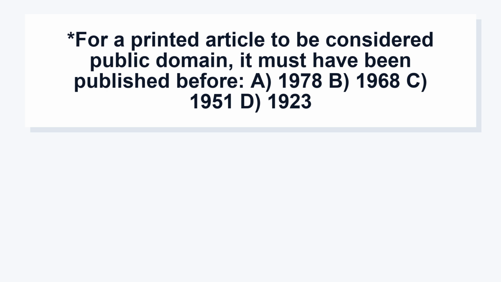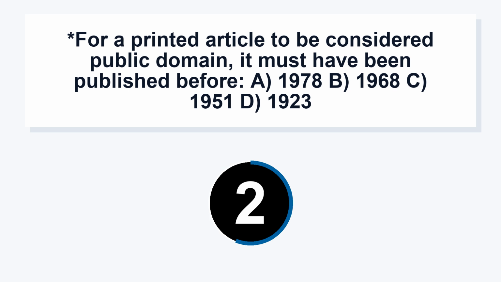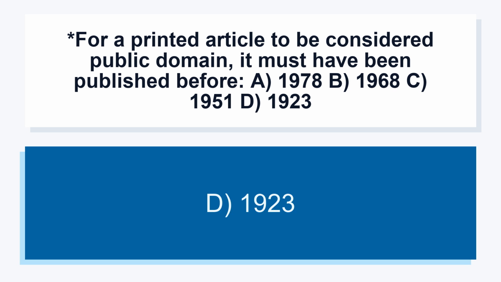For a printed article to be considered public domain, it must have been published before A. 1978. B. 1968. C. 1951. D. 1923.